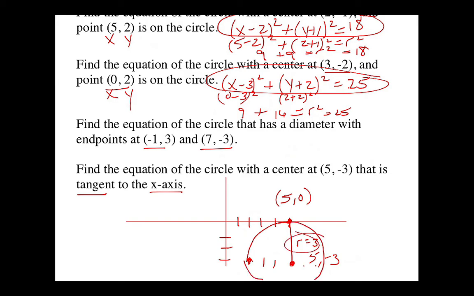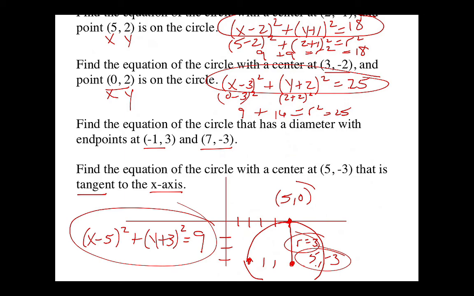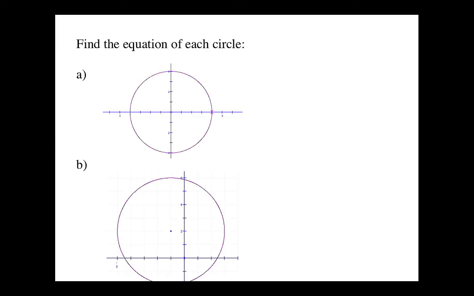So if I already know the radius is 3 and the center was 5, -3, I'm ready to go. It's x minus 5 squared plus y plus 3 squared equals the radius squared. 3 squared is 9. Very quick. So that's the last way I might ask it to you. You might have to find some of these things from the graph, or I might give you the graph and ask you to write the equation of the circle. All you're interested in is the center and the radius. If you can find those two things, then you can write the equation.